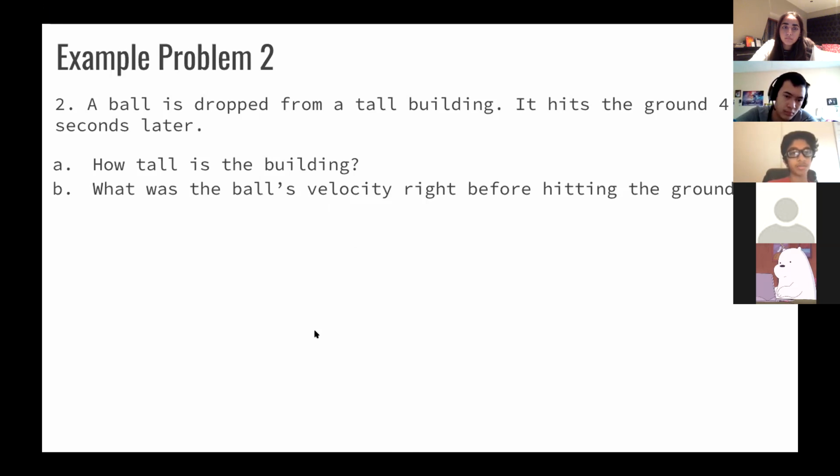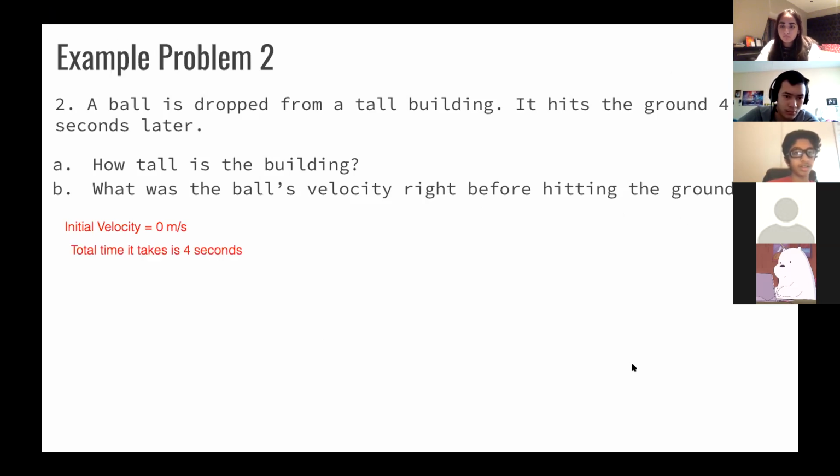So for this problem, we know only a few things. We know that the initial velocity, can you guys see my text? You'll just have to write. Oh, it came up. Okay, cool. So we know the initial velocity is 0 meters per second because it's dropped, and we know that the total time it takes is 4 seconds.